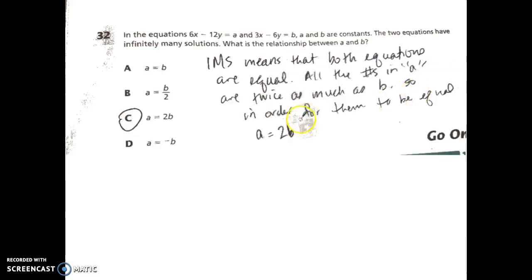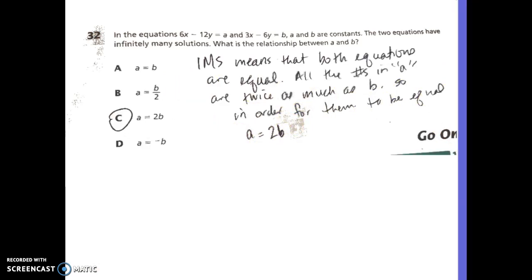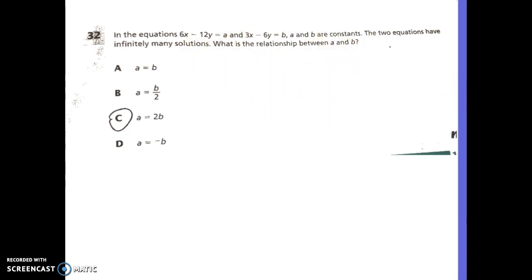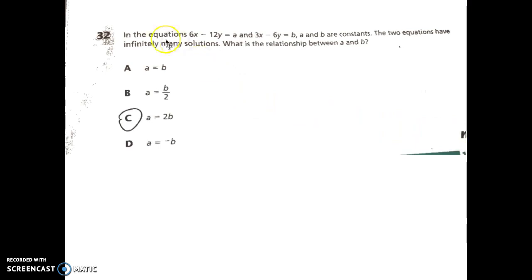All right. Now, this problem right here, I meant to erase this, so I'm going to do this real quick because Mr. O'Neill forgot to do this like he was supposed to. I'm going to explain this problem because this problem jacked y'all's lives up. It says the equation 6x minus 12y equals A and 3x minus 6y equals B. A and B are constants. The two equations have infinitely many solutions.